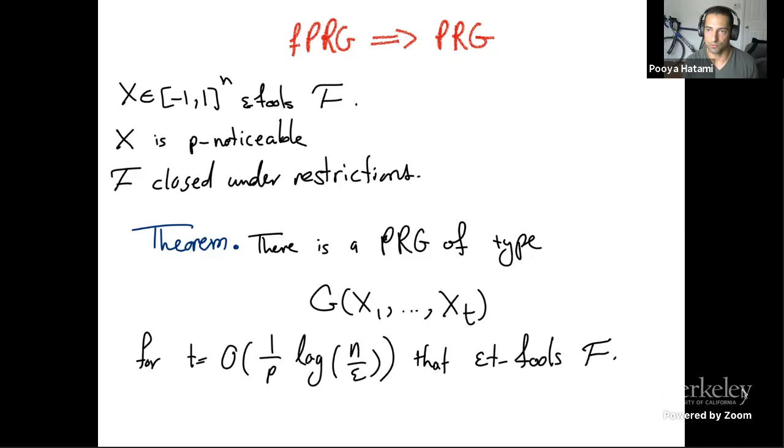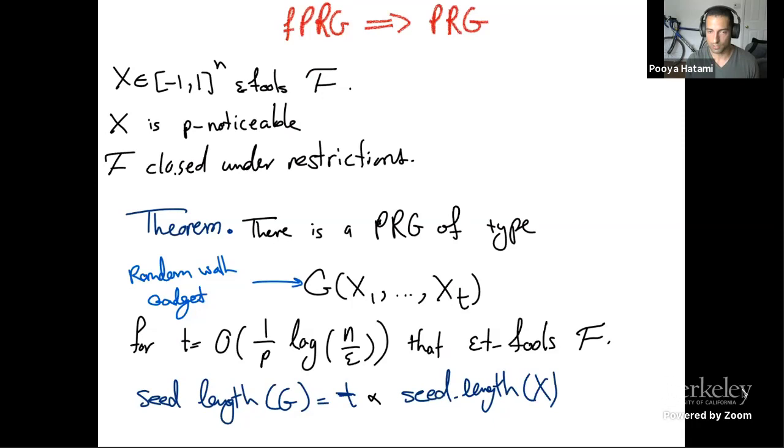And this g is going to be our random walk gadget, right? So g itself has no randomness. All of the randomness of this construction is just sampling t independent copies of x. So the seed length will be just t times whatever the seed length of x was. Okay.